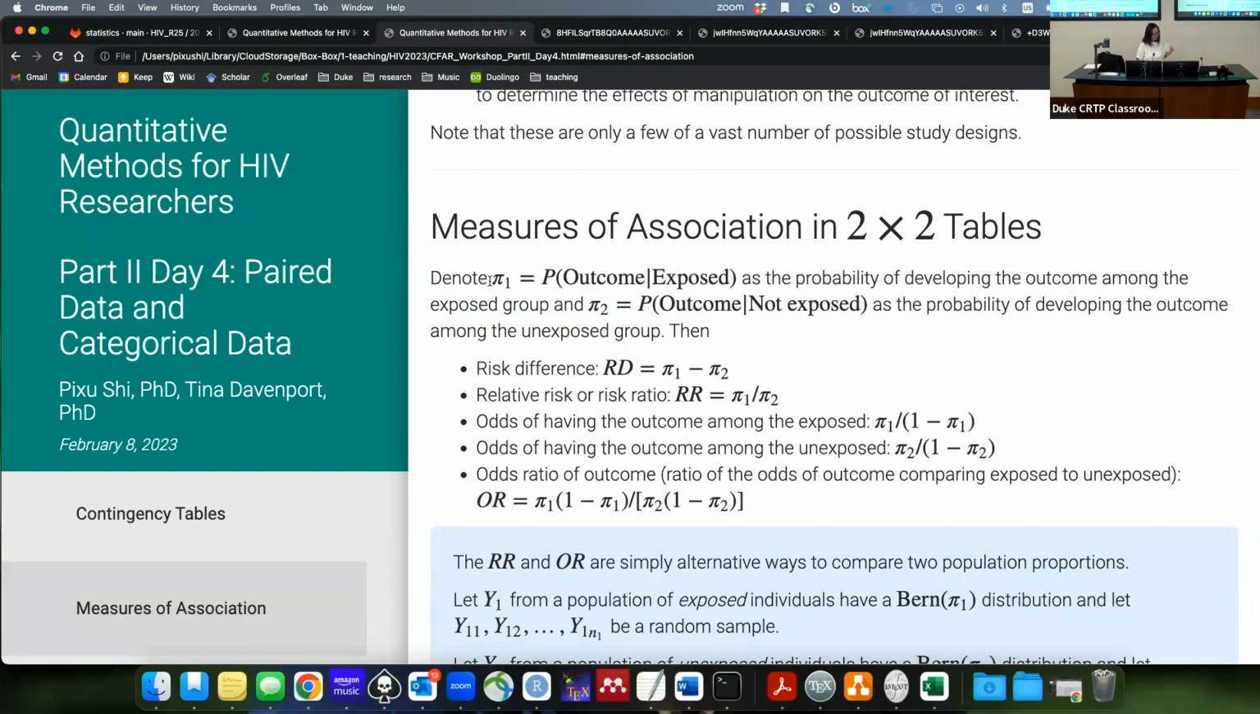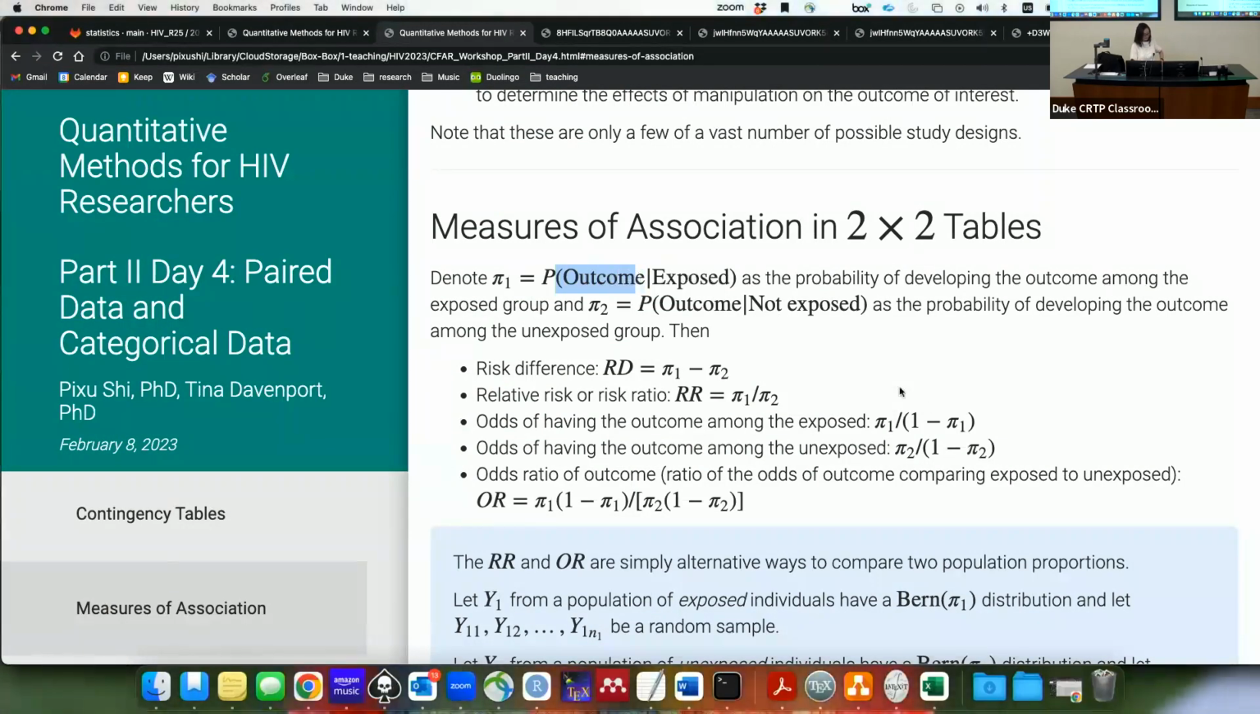Your null hypothesis, your point of interest, is to compare whether the probability of an outcome is different between the 2 groups of exposure. And you can compare those 2 probabilities in many ways. You can take their difference, you can take their ratio, and you can also take the ratio of their odds. So what is an odd? Odds is the ratio of the probability of outcome for the exposed, given they're exposed, divided by the probability of the other outcome given they're exposed.